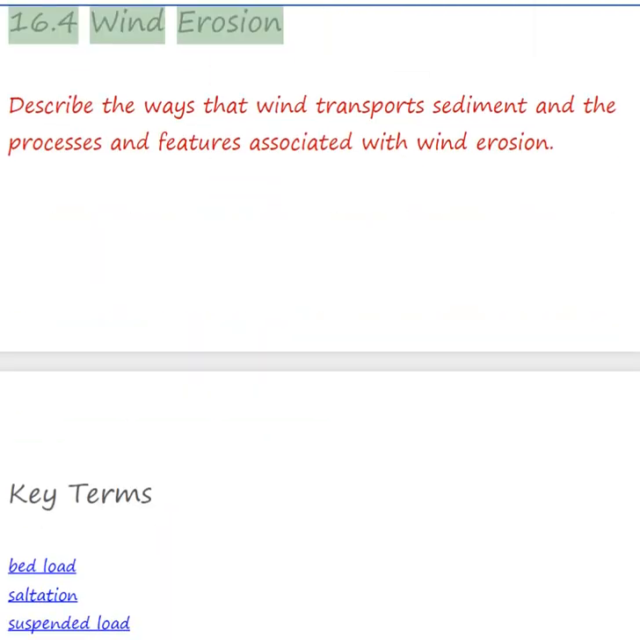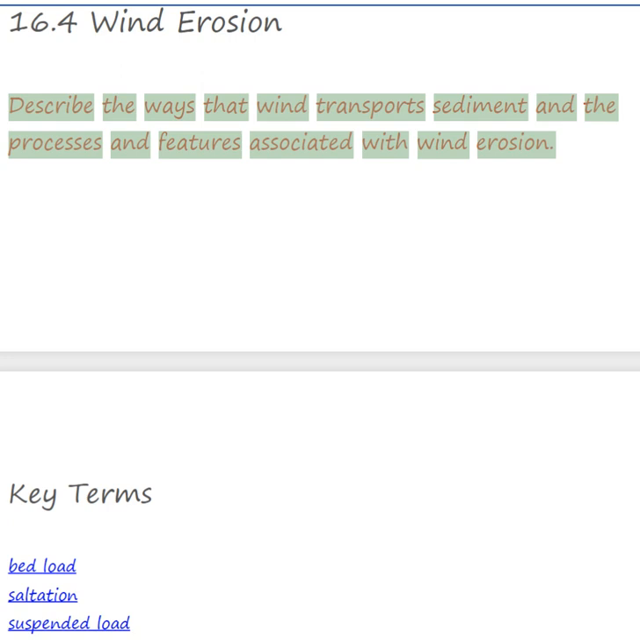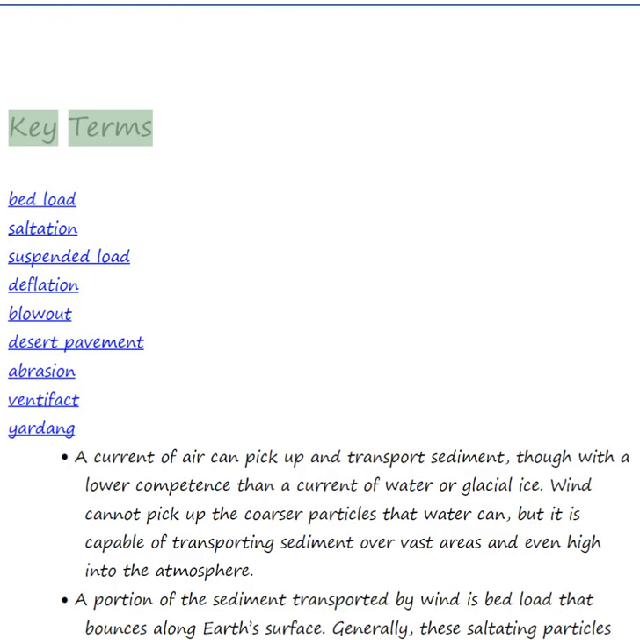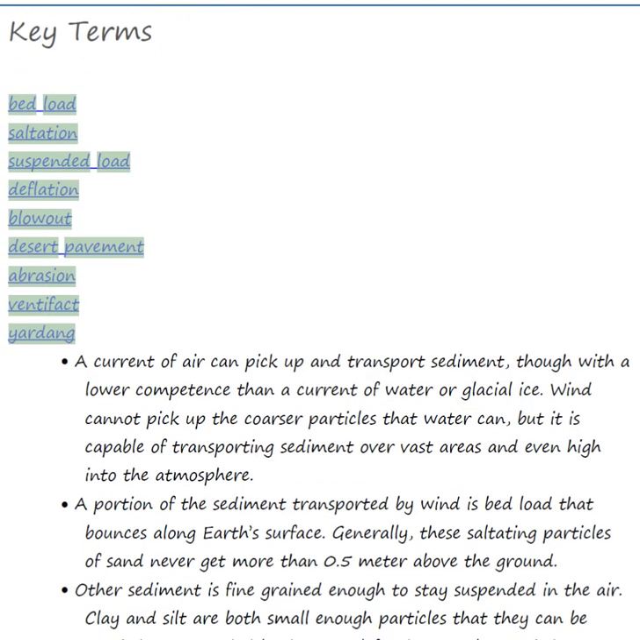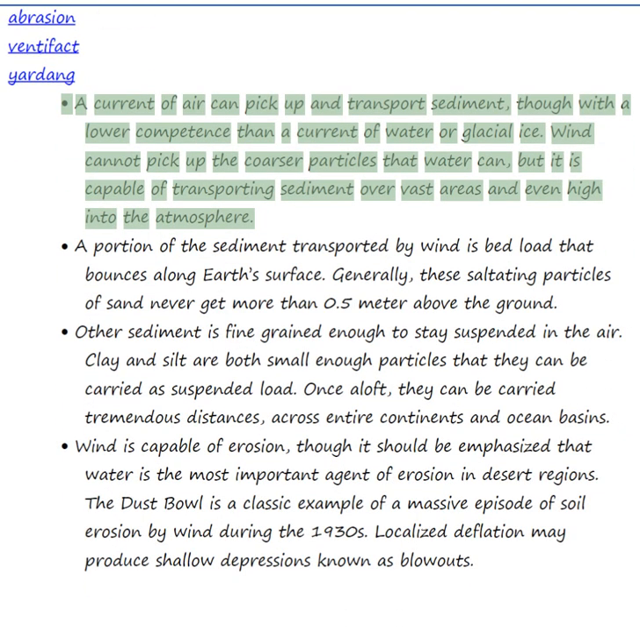16.4 Wind erosion. Describe the ways that wind transports sediment and the processes and features associated with wind erosion. Key terms: bed load, saltation, suspended load, deflation, blowout, desert pavement, abrasion, ventifact, yardang. A current of air can pick up and transport sediment, though with a lower competence than a current of water or glacial ice. Wind cannot pick up the coarser particles that water can, but it is capable of transporting sediment over vast areas and even high into the atmosphere.